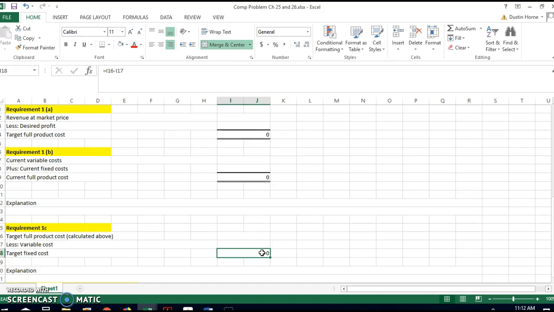If you have some left over, we know that our fixed cost are 557,000. So if this tells us we have more than that to spend, then we are in great shape. But if this number is less than what we need, if it's less than 557,000, then we're going to have a problem. We're not going to be able to get that target profit, okay?